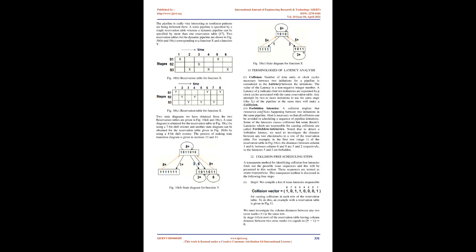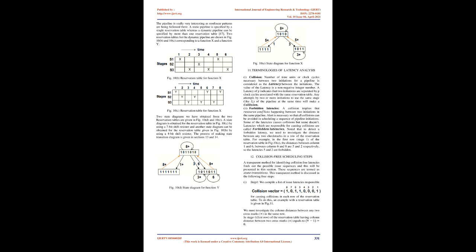A latency of p indicates that two initiations are separated by p clock cycles associated with the same reservation table. Any attempts by two or more initiations to use the same stage of the pipeline at the same time will make a collision. These are forbidden latencies. A collision implies something happening between two initiations in the same pipeline. Avoiding it is necessary so that all collisions can be avoided in scheduling a sequence of pipeline initiations. Some of the latencies cause collisions but some don't.